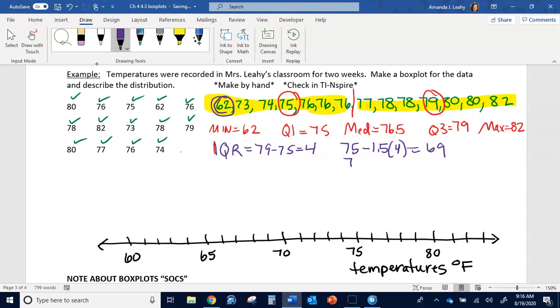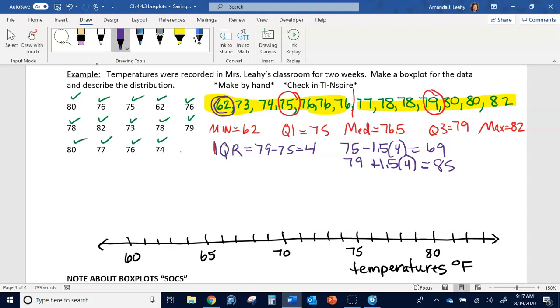I'm going to do the same thing on the other side of the fence. Oh, this time, sorry, 79 plus 1.5 interquartile ranges. So Q3 plus that 1.5 interquartile range. When I do this, I get 85. And I look at the top and I don't see any numbers larger than 85, so I have no high outliers. Okay, so here we go.